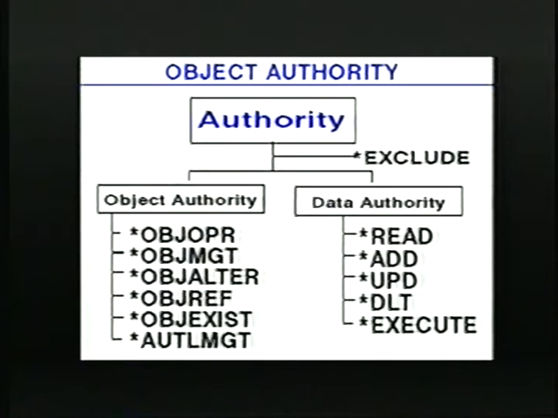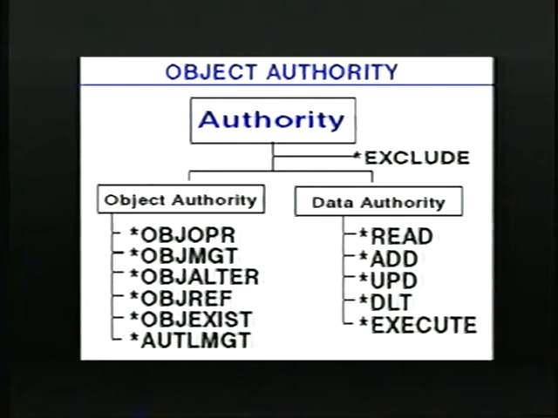These are the authority options, and there are really three groups of authority options. There is the object level authority that applies to the object as a whole. Then there's the data authorities that describe the types of operation that's allowed. And then there's a special category which I call exclude. Exclude authority is special in that if you grant exclude authority to a user, that prevents the user from getting access even to the public authority to an object. So exclude authority blocks access to an object.